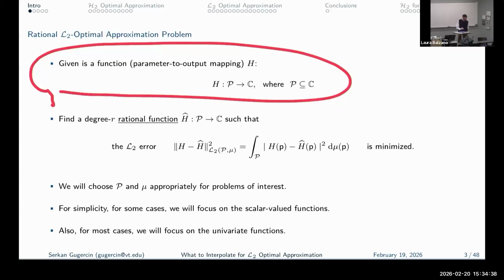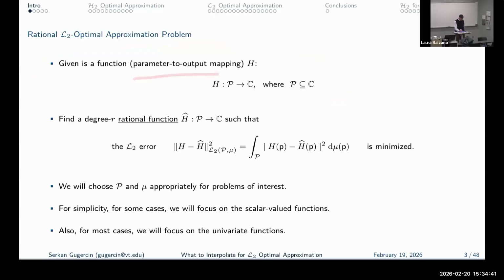So we have a function, a parameter to output mapping. For the time being, I'm going to call this H, because that's my transfer function from my dynamical system community. So I have a function H, which maps a parameter domain to C, let's say. And then my goal is to approximate this H. When you want to approximate something, you want to measure what you want to minimize, and you want to have a class of systems. What is your approximation going to look like? My approximation will be a rational function. So my H hat will be a rational function of that parameter P.